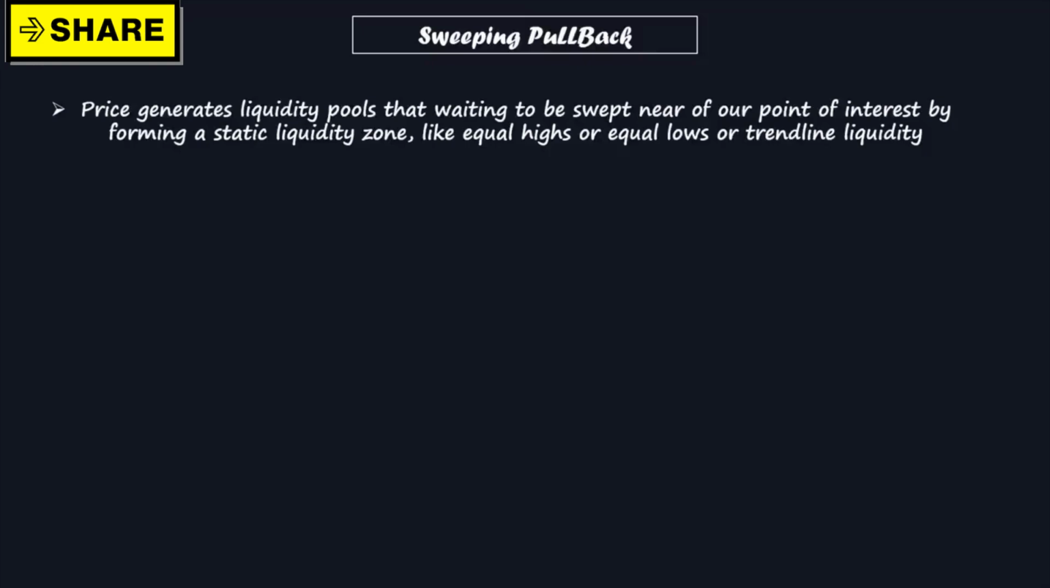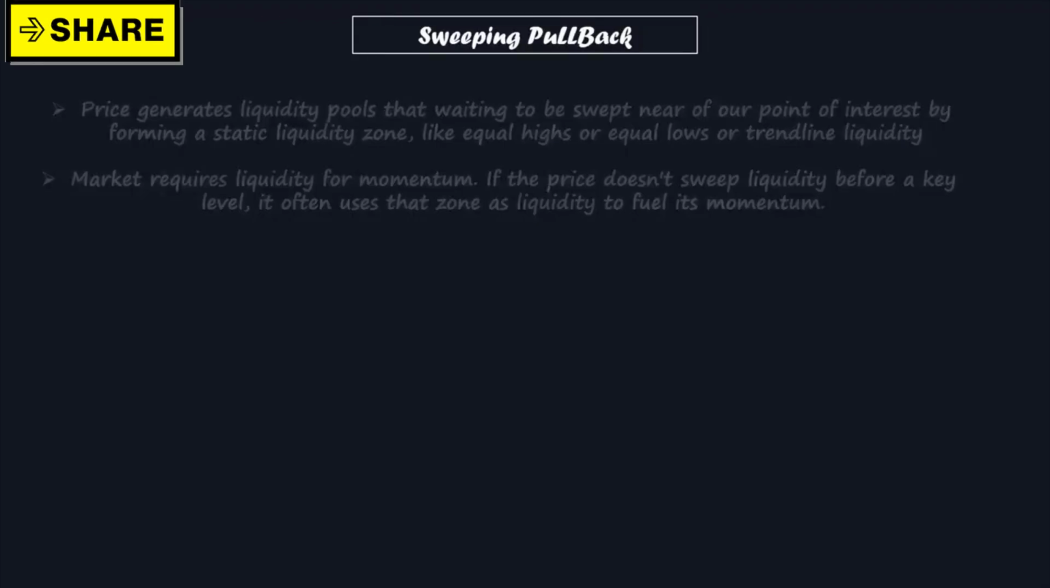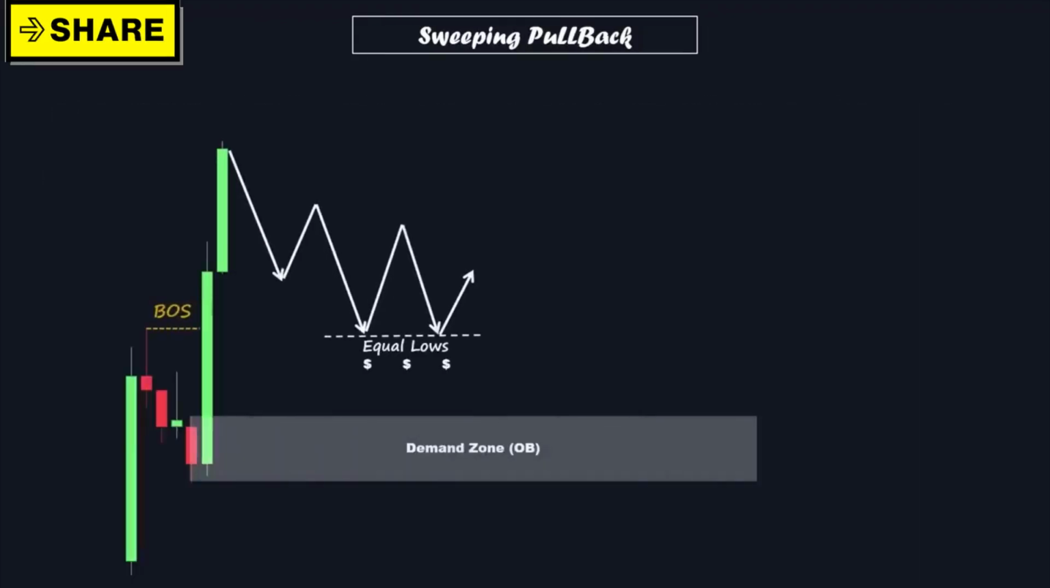We use liquidity sweeps as a confirmation factor. The idea is simple. Market requires liquidity for momentum. If the price doesn't sweep liquidity before a key level, it often uses that zone as liquidity to fuel its momentum. For example, here we can see that the price retraced back down, formed an equal low, and also created great liquidity below the double bottom, suggesting the presence of pending orders and stop losses waiting to be triggered and swept by the market, which is located near our identified demand zone. By focusing on zones with liquidity sweep patterns, we can increase the probability of trading setups that align with market dynamics and reduce the risk of falling into false signals or traps.